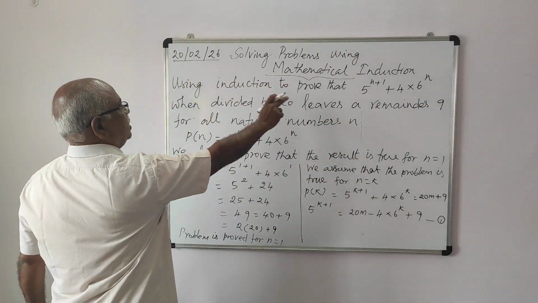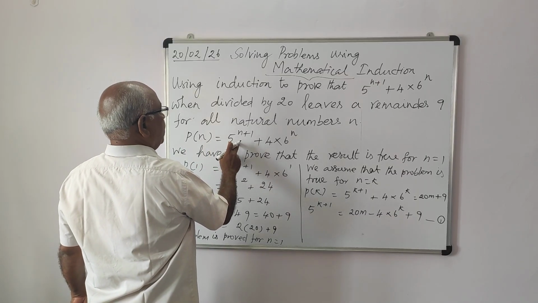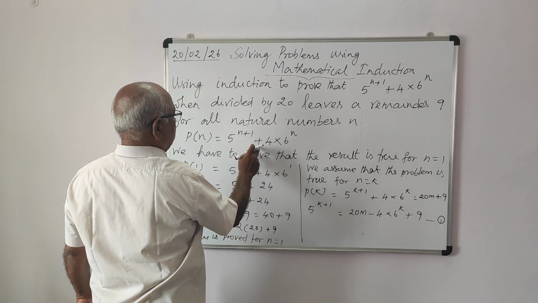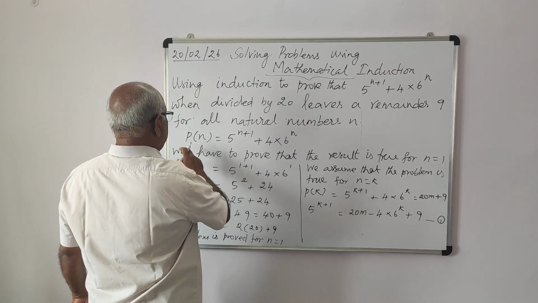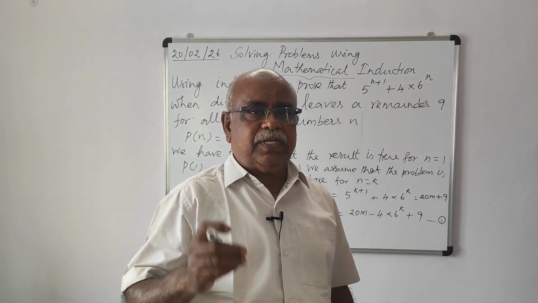For that, consider this expression as p of n. p of n equal to 5 power n plus 1 plus 4 into 6 power n. Now, what is the first step of the induction principle?